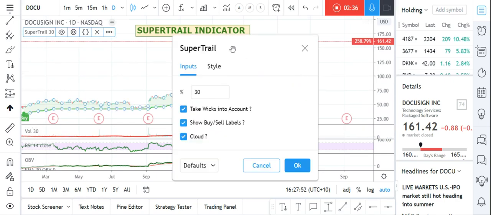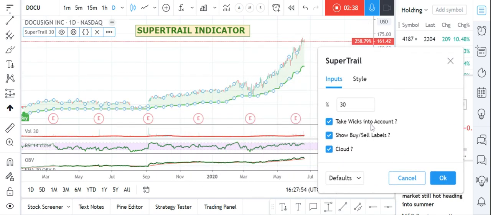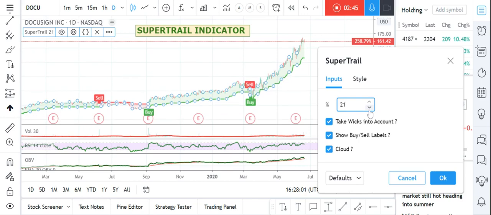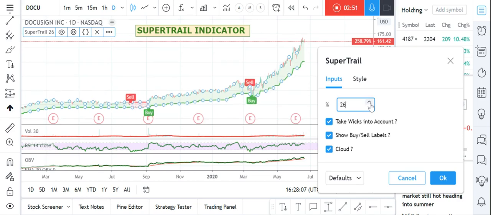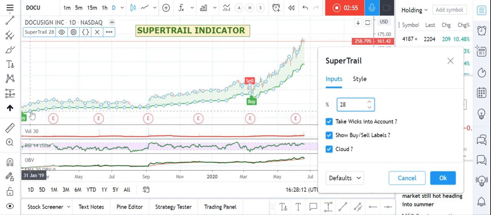If I double click on my SuperTrail, I can start to decrease it. I like to have a trail somewhere between 10 and 15%. I like stocks with less volatility. You can see how the buy and sell signals are starting to kick in. In theory, I probably wouldn't have wanted to hold the stock through here. It spent 6 months doing nothing, and then it certainly dipped there. But you can start to see at 28%, some of the signals are kicking in.